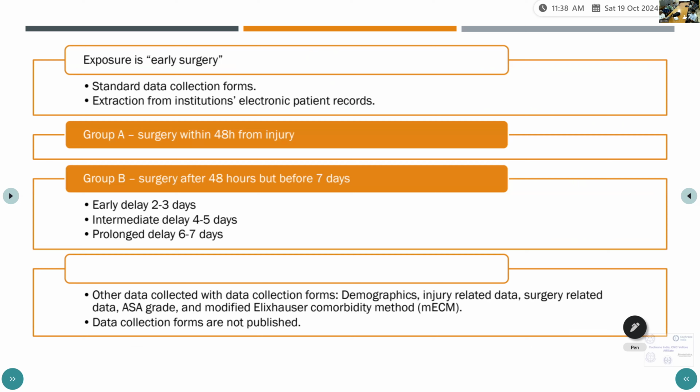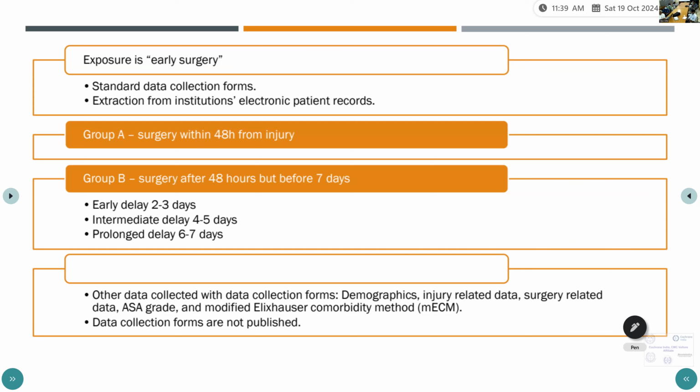They have mentioned that they used standard data collection forms and extracted this information from the institution's electronic patient records. Using this, they classified patients into Group A and Group B for early surgery and delayed surgery. Within delayed surgery, they further classified it as early, intermediate, and prolonged surgery for 2 to 3, 4 to 5, and 6 to 7 days respectively after injury, the time from injury to surgery.